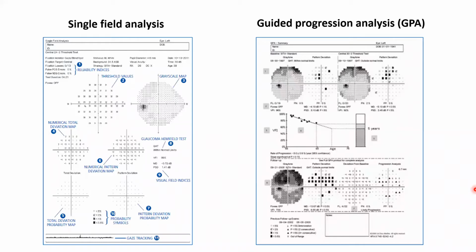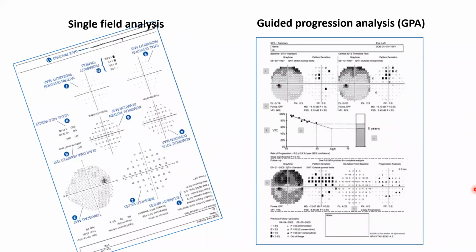After each perimetry test, you can look at the single field analysis. And when you have performed several tests, then you can evaluate the progression analysis or the GPA. Let us first look at the single field analysis in detail.